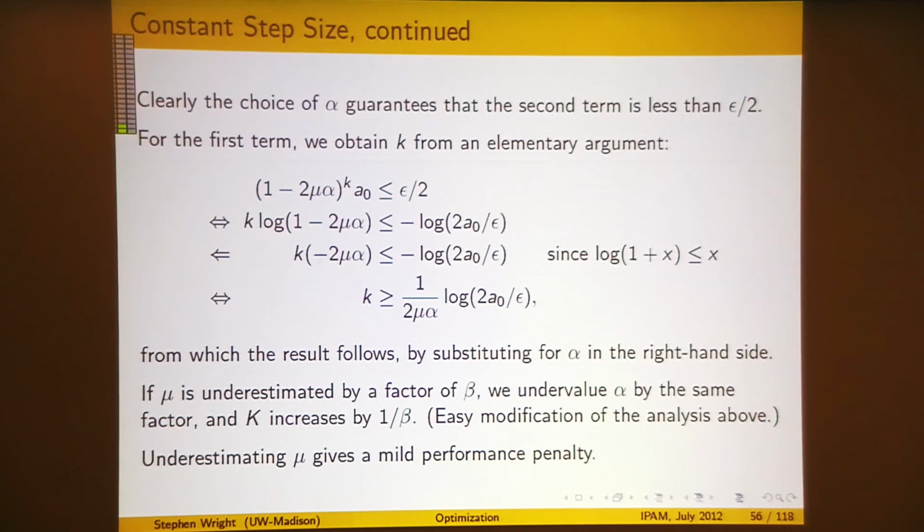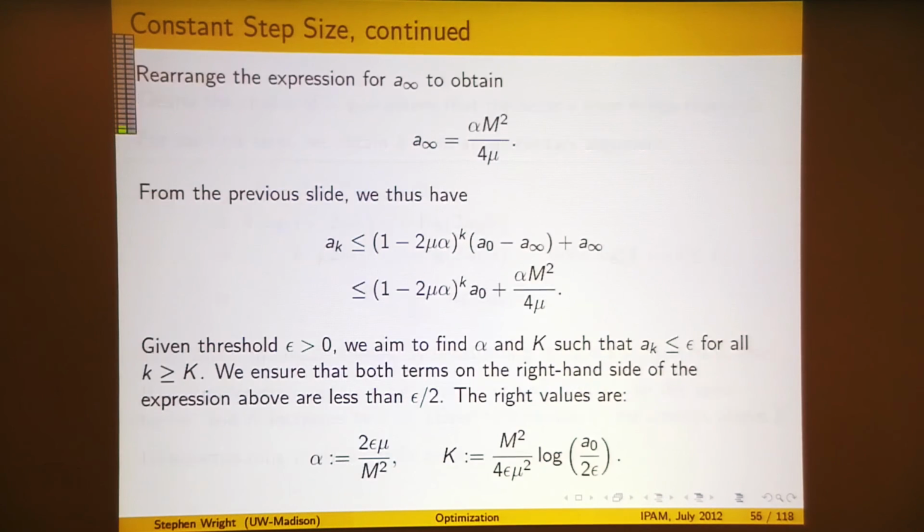Okay, so given the, okay, here's how I choose the alpha first of all. Here's the motivation. I want AK to be less than epsilon in the end. So I'm saying that means I'm going to achieve that by making this term less than epsilon over 2 and this term less than epsilon over 2. I just divide the pain equally between the two of them, right?